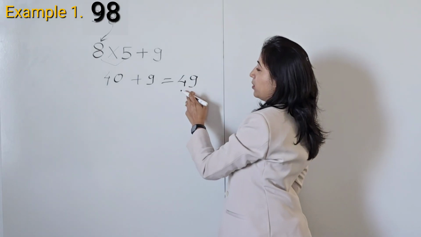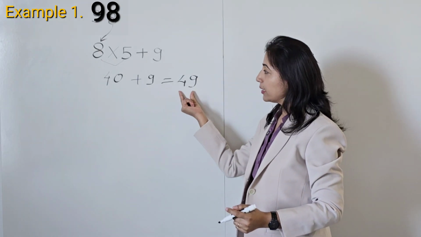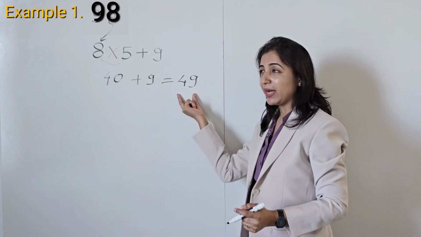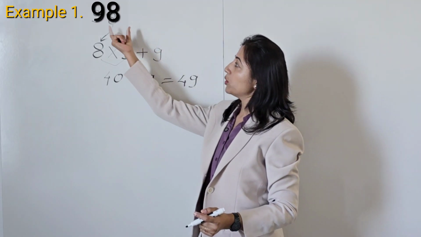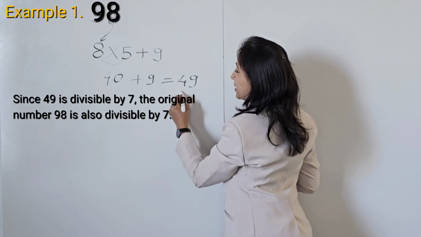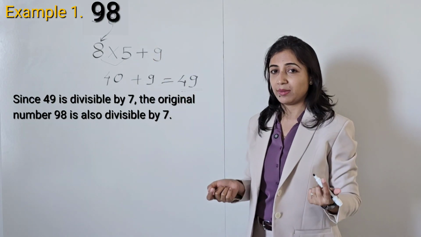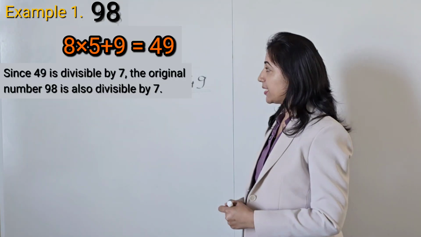Now it is very simple. You know that 7 sevens are 49. So when this answer is divisible by 7, then we can say our original number is also divisible by 7. Here 49 is divisible by 7. That means 98 is also divisible by 7. Now we discuss the next example.